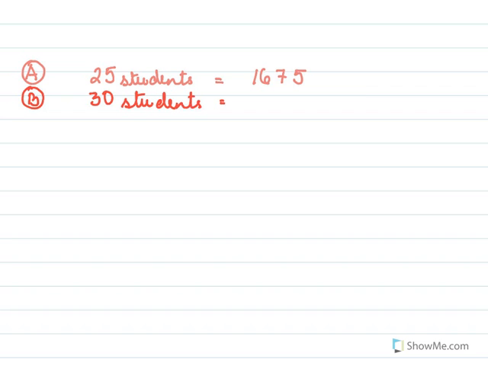So we see for section A we had 25 students and the total of these 25 students was 1675. And in section B there were 30 students and the total of 30 students was 2250. So when we add up both of these we get 3925, and this will be the sum of 55 students.